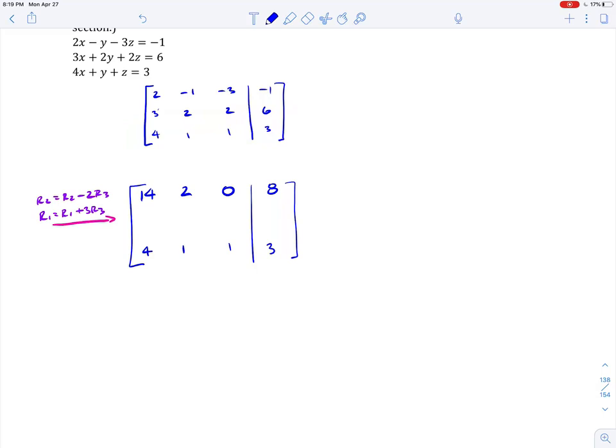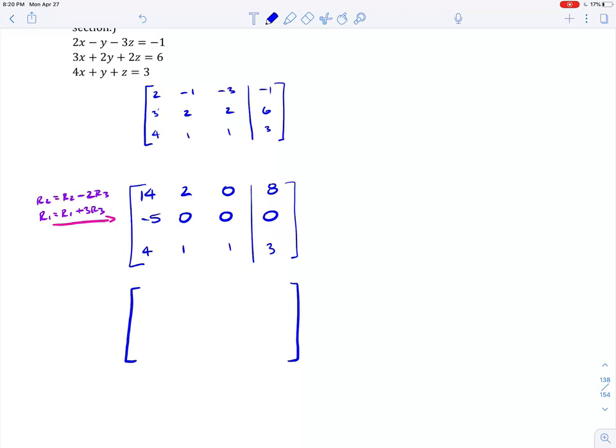And then row 2, let's tackle this. Row 2 is row 2 minus 2 of row 3. So I'm going to take this and subtract 2 of that. Element by element, this minus 2 of that. This minus 2 of that. This minus 2 of that. And this minus 2 of that. Neat. Awesome.